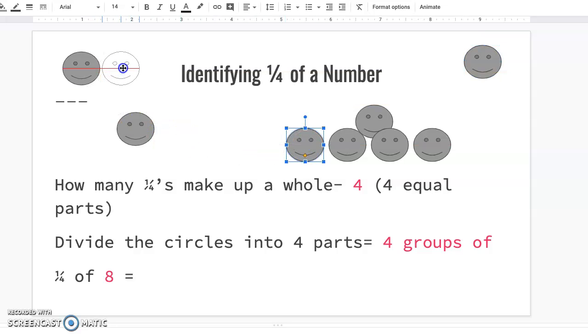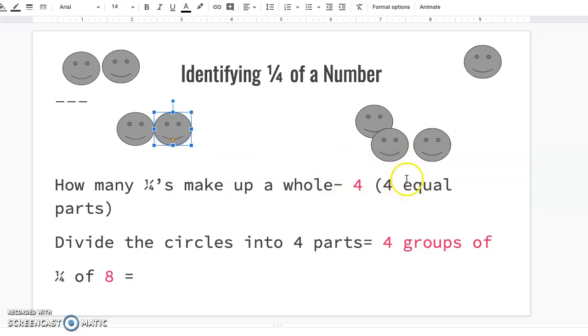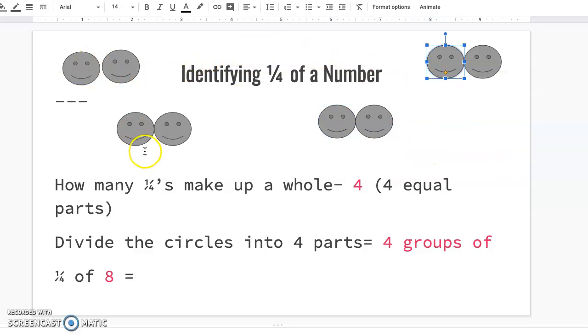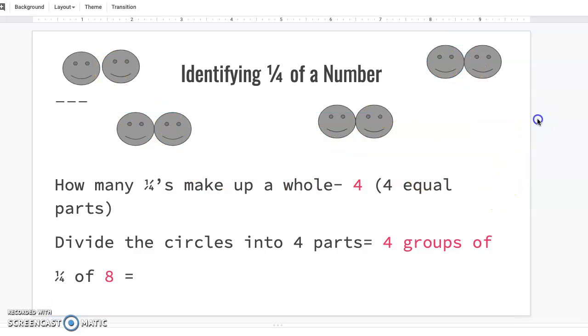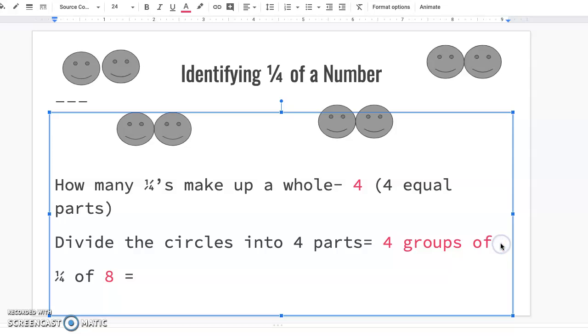So I'm going to add another one to this group, one to this group, one to this group, and one to this group. So now we have 4 groups, and every group has an equal number of smiley faces. So every group has 2 smiley faces. So we divided the circles into 4 groups of 2. So 1/4 of 8 is 2.